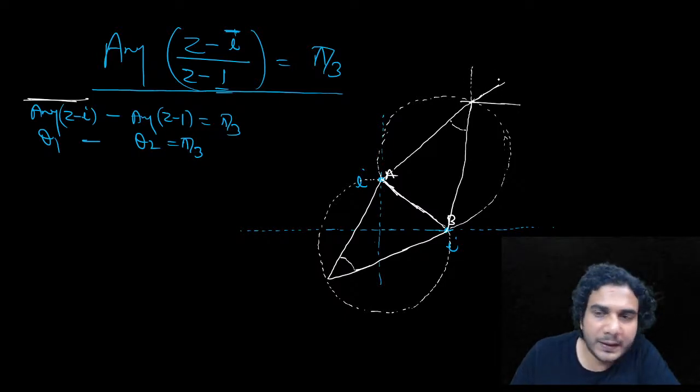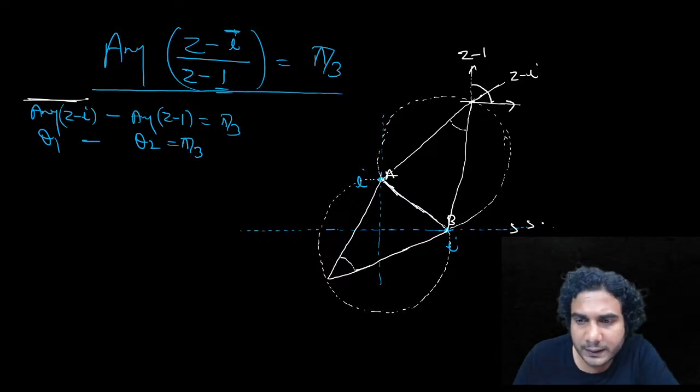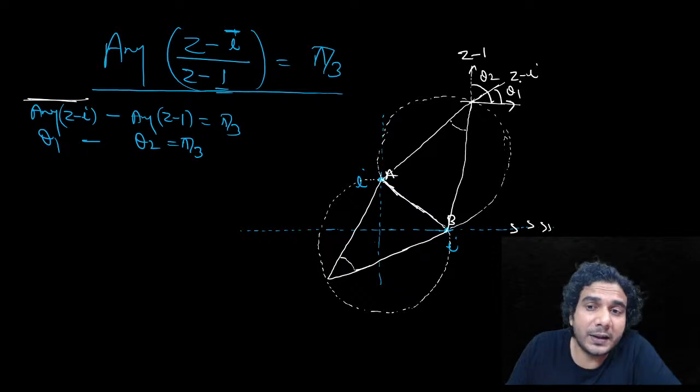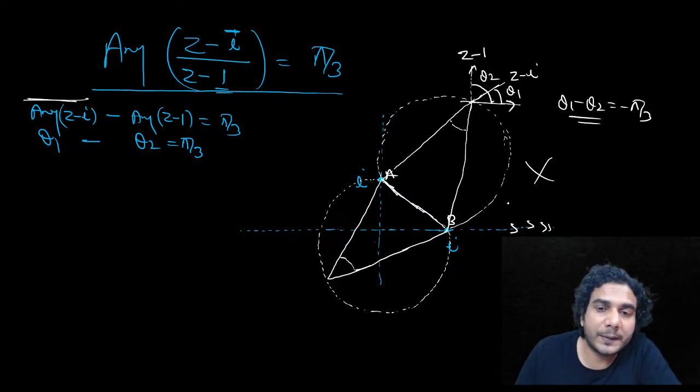So which direction is z minus iota? Z minus iota is this direction, and z minus 1 is this direction. So you can see the argument is measured from a line parallel to the x-axis. This is the x-axis. So the argument of z minus 1 is basically theta 2, and this is theta 1. So in this case theta 2 is greater than theta 1, so theta 1 minus theta 2 will be minus pi by 3. But we need plus pi by 3. So that means this is not the arc.